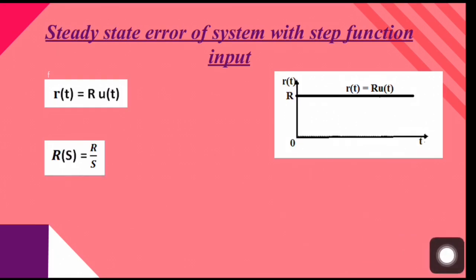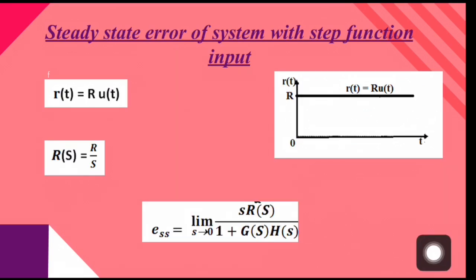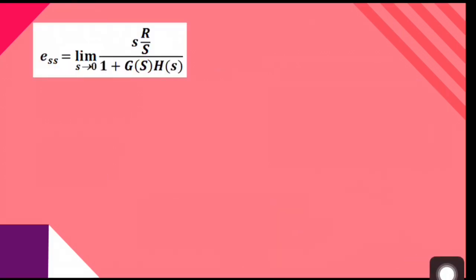As I said to you earlier, the steady state error of a system ESS is equal to limit s tends to 0 s into R of s divided by 1 plus G of s H of s. Now what we are going to do is replace this R of s with R by s. So we get ESS is equal to limit s tends to 0 s into R by s divided by 1 plus G of s H of s.